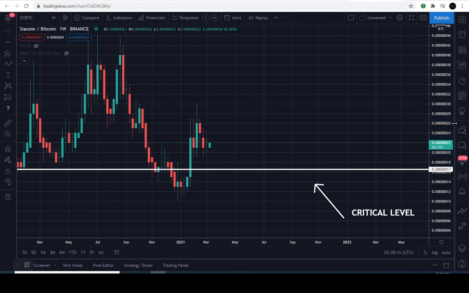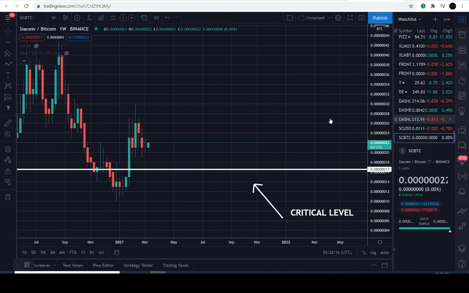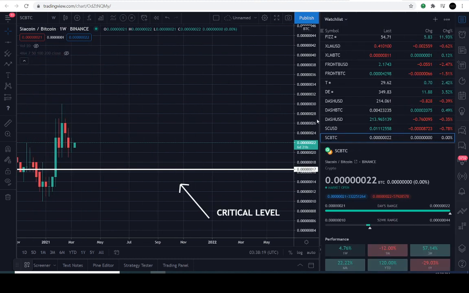So that pretty much wraps up everything for Siacoin. That's all the technical details that we have for Siacoin.